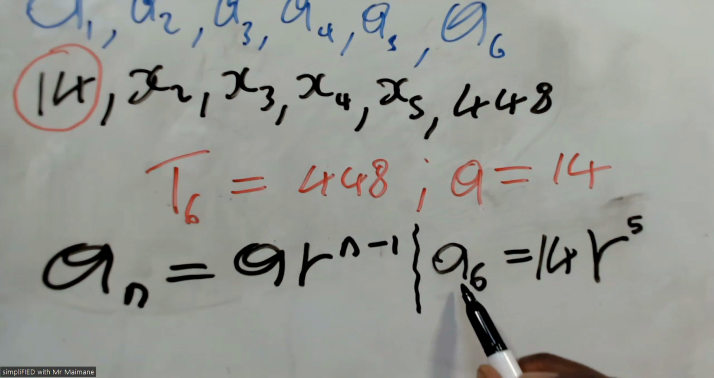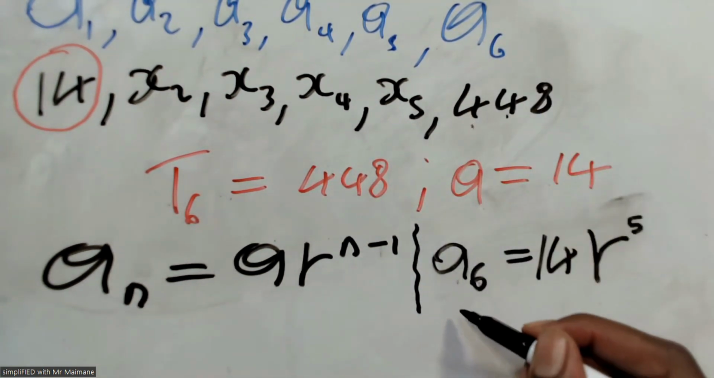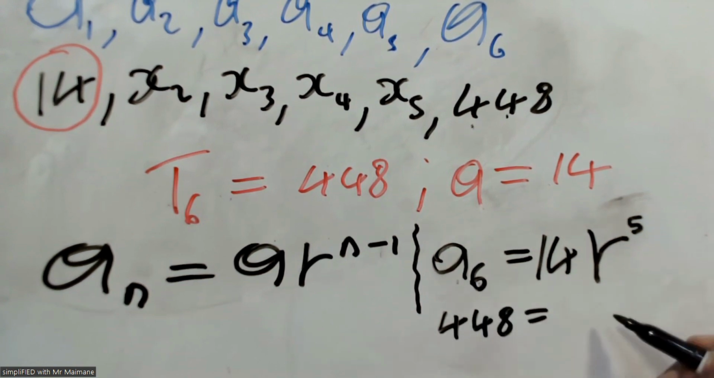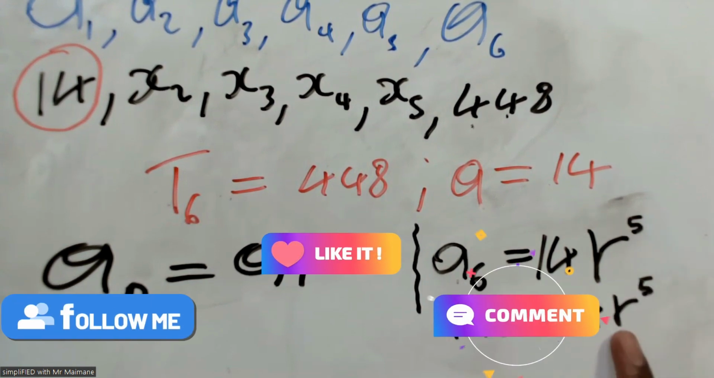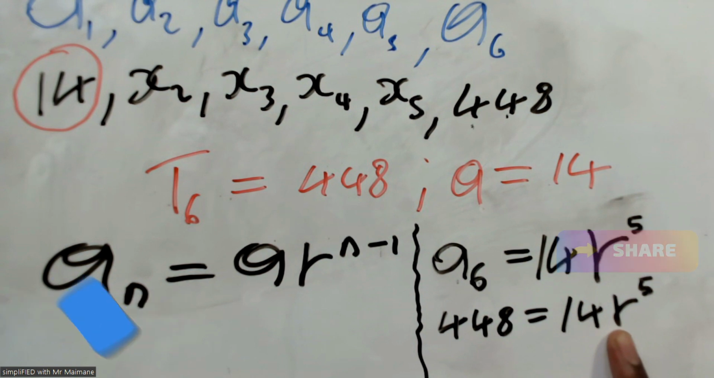And from here, I do know that A6 is 448. Therefore, 448 is equal to 14 r to the exponent 5. Now, solving the value for r here, I would have calculated my common ratio, which is my constant ratio. Let's calculate it here.